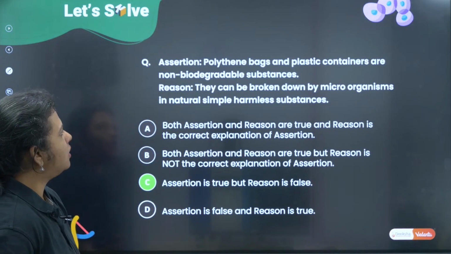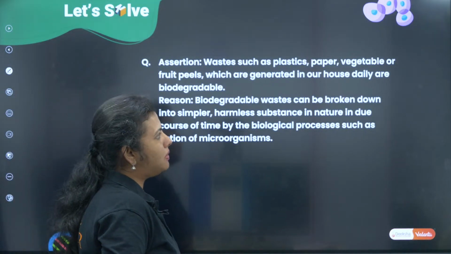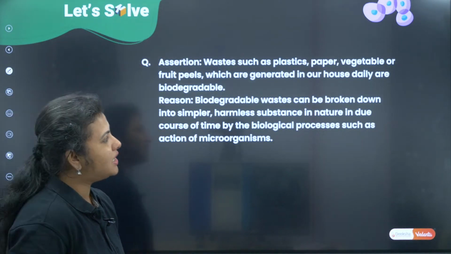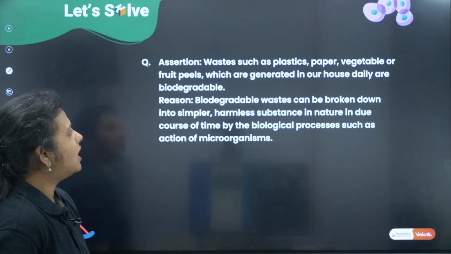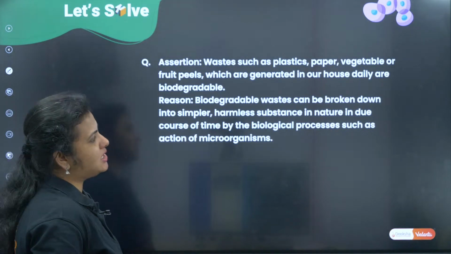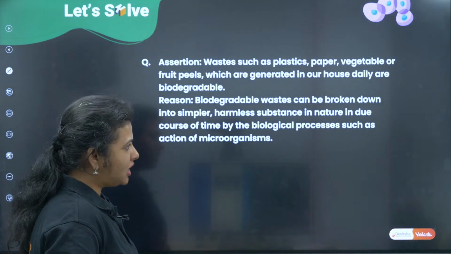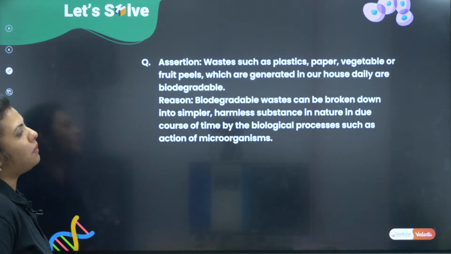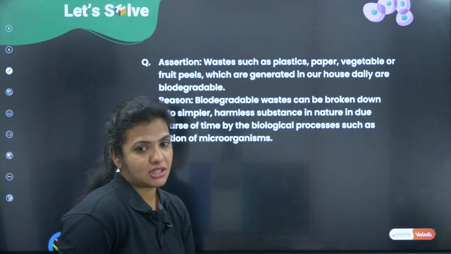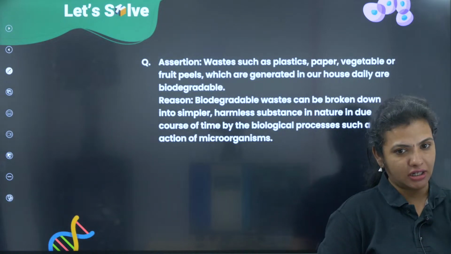Alright. Assertion says wastes such as plastics, paper, vegetable or fruit peels which are generated in our house daily are biodegradable. Reason says biodegradable waste can be broken down into simpler, harmless substances in nature and in due course of time by biological processes such as the action of microorganisms. Okay, this question seems a little huge. You know the four options of assertion and reason, right?